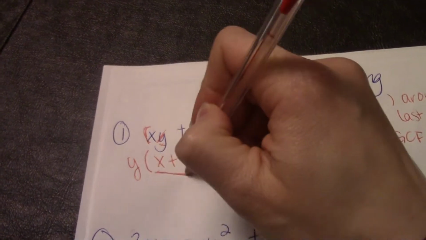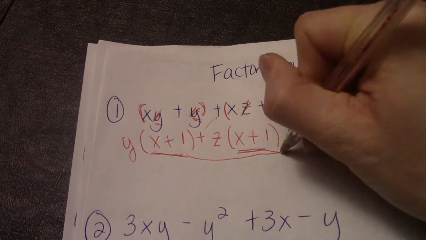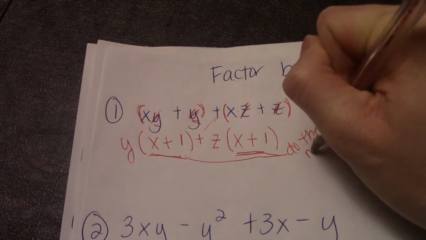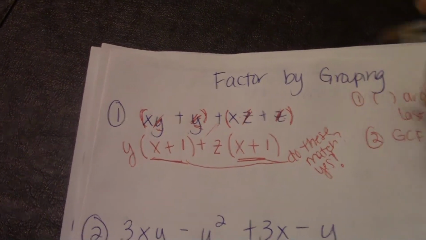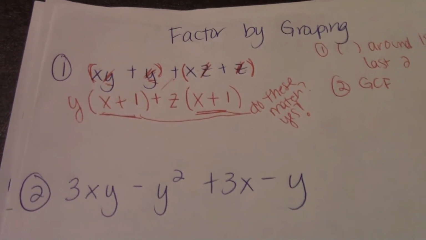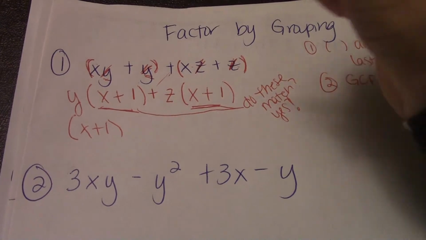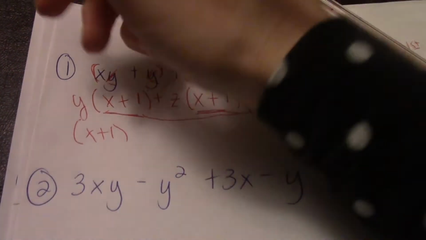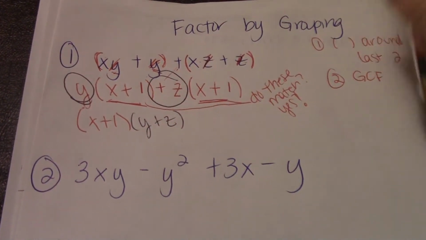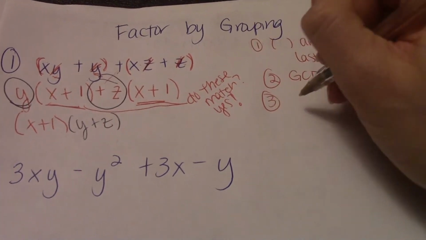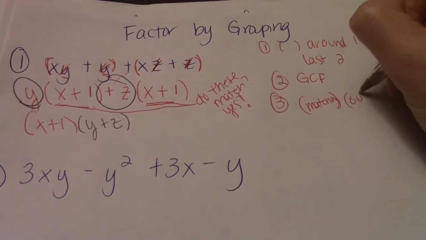Now your goal is to see, do these 2 match? If the answer is yes, you did it right. So now you're going to take the 2 that match and put them in one set of parentheses, and the 2 that don't match, the 2 on the outside here, they go in your other set of parentheses. So you write it like this, where you've got your matching, and then you've got the outside.